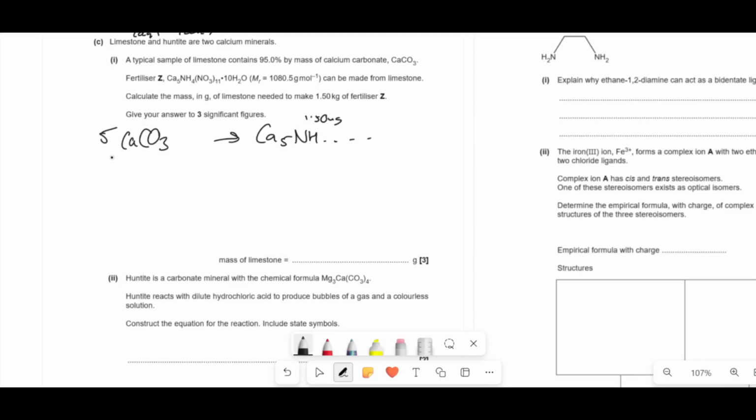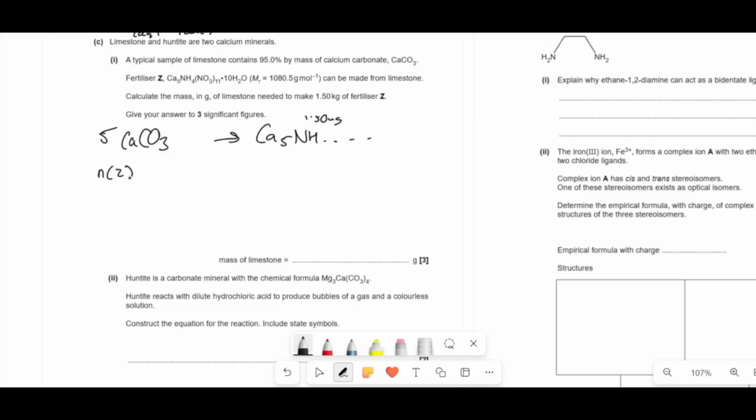So is there anything else that we're missing in this question? A sample of limestone contains 95% CaCO3 by mass, right? So whatever we work out here is only going to be the theoretical amount, but we've got to remember that it's only going to be 95%, because we're going to have to put more of this limestone in, as not all of it is CaCO3. We'll factor that in later.